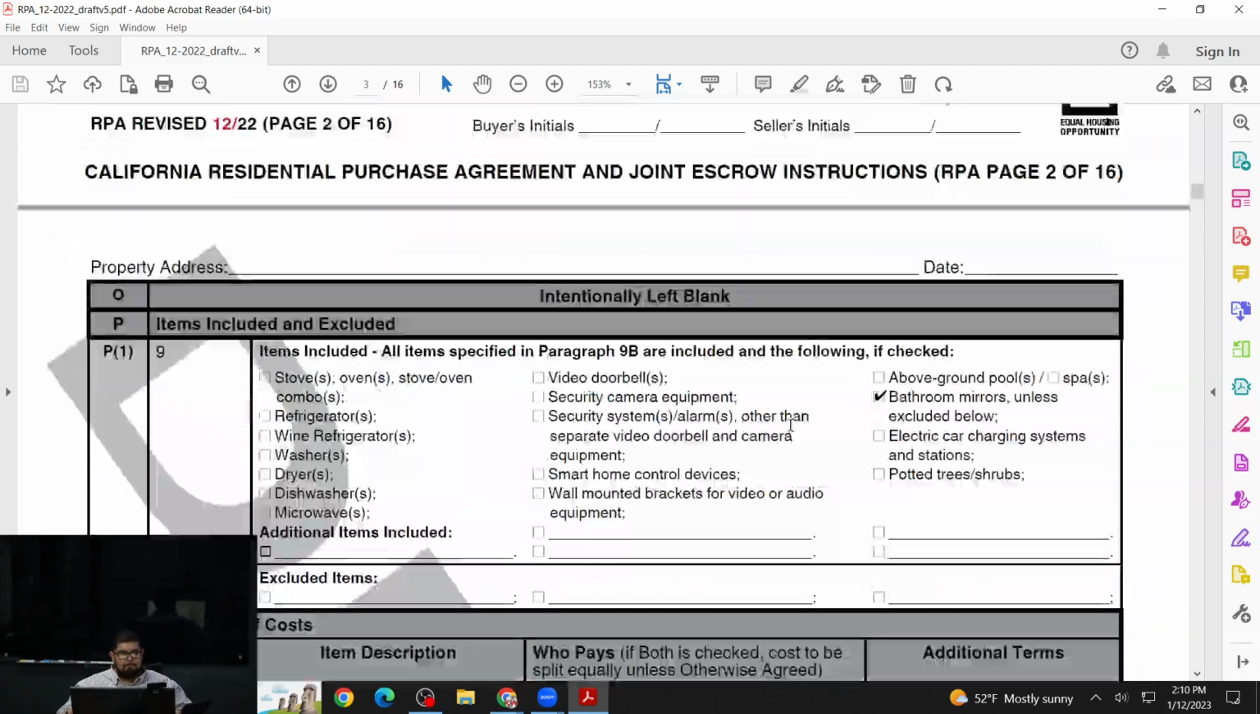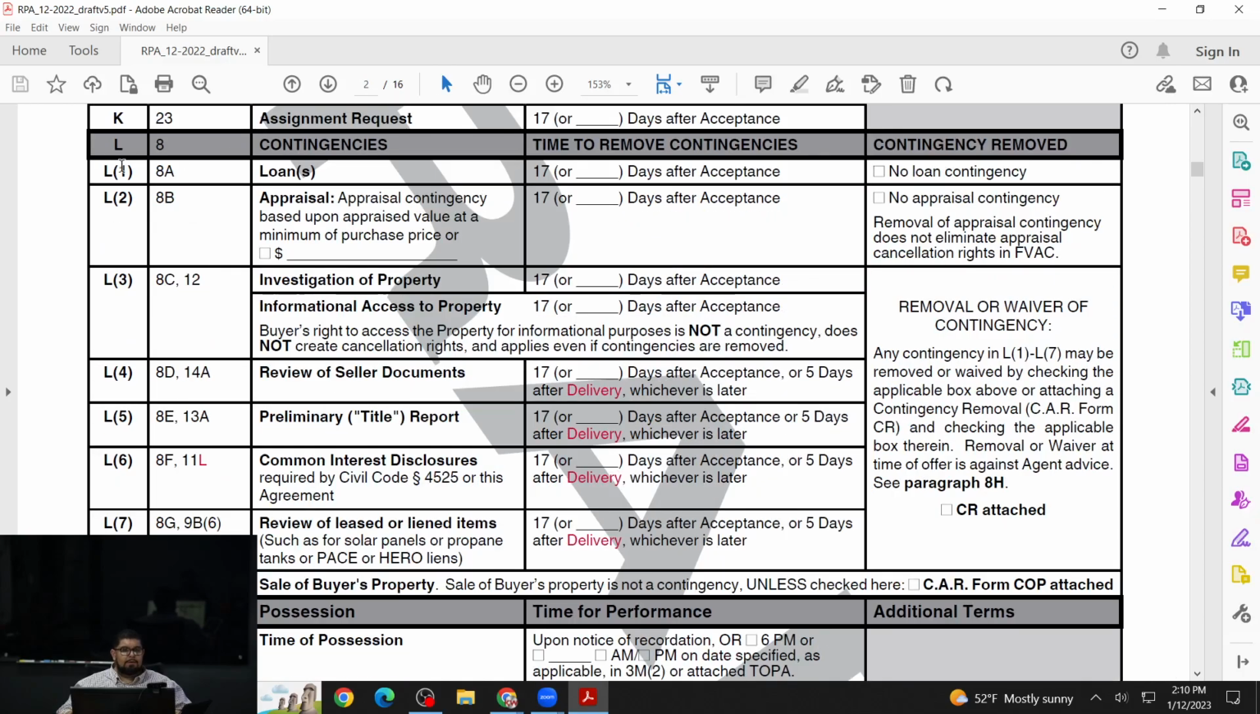Investigation of property, loan, disclosures. Loan contingency, which means what? Loan approval. Appraisal contingency, which means what? That the value has been done. The appraisal has been performed.